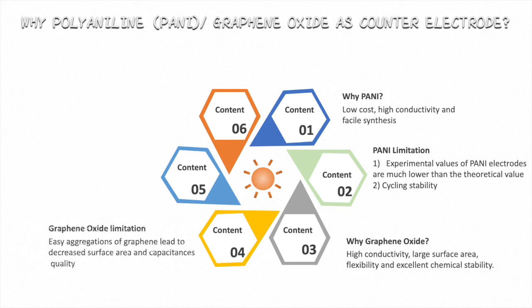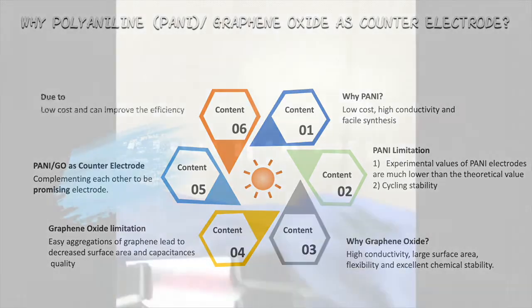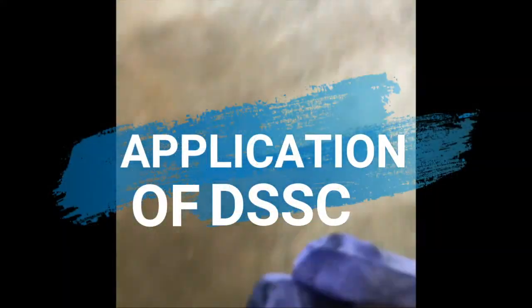But with these two elements added together, they actually complement each other to make a promising electrode, and our aim is to produce a DSSC with low cost and improved efficiency at the same time. The DSSC can actually be integrated into low voltage devices.